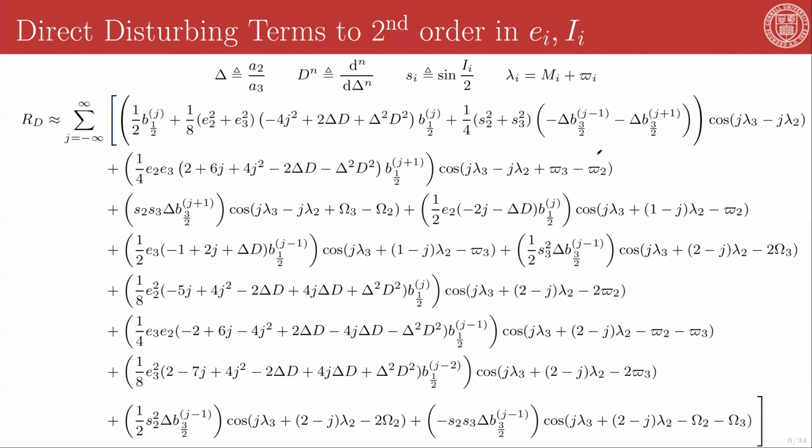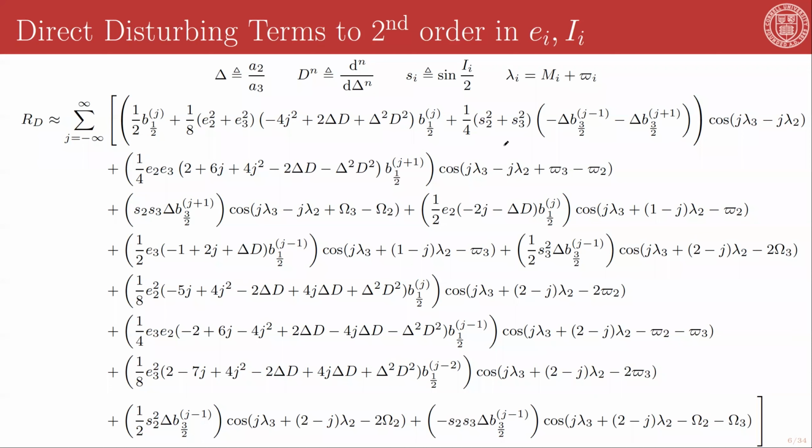If we quickly flip back to our second order expansion of the direct part of the disturbing function, we see that we have several cosine arguments of the form j lambda 3 minus j lambda 2, appearing here and here, for example. If we set j to be equal to 0, then these arguments become independent of the lambdas. This won't work for terms like this, because in this case, we will still have a 1 lambda 2 remaining, or a 2 lambda 2 remaining, and so on. So setting j equal to 0 only gives us these first two sets of terms as our secular terms.